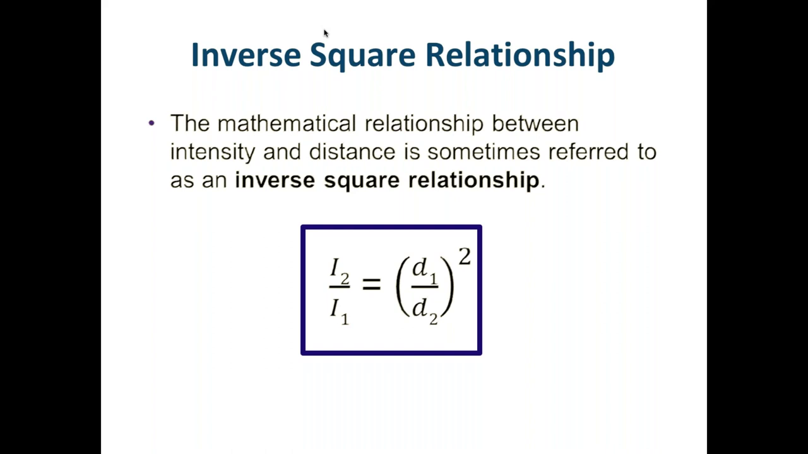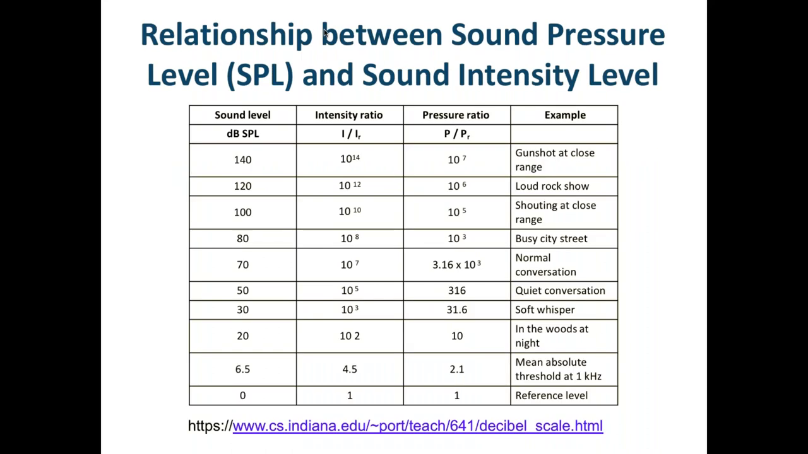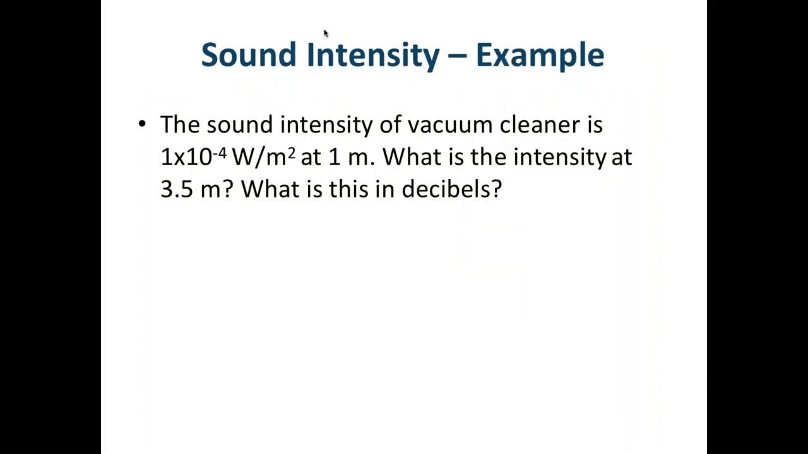So if we start with a certain intensity, then the new intensity is determined by the inverse square of the ratio of the two distances. We'll give this a try in a second. Sound pressure level, this is the intensity level of various different noises that you might hear, and how the ratio of intensity relates to the pressure ratio. Don't worry about that for now.